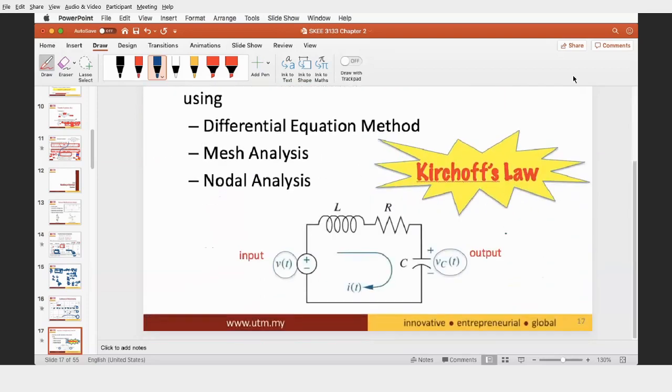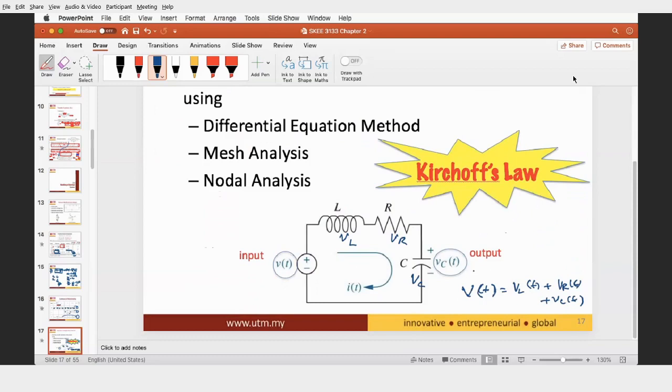This is the simple circuit. I think everybody knows how to derive the equation for this circuit. Voltage input equals the voltage of inductor, voltage of resistor, and voltage of capacitor, so finally you can get V input, your VT, equal to VLT plus VRT plus VCT. Everybody knows Kirchhoff's voltage law. But now your voltage is time dependent, so your voltage V is VT, not just V.